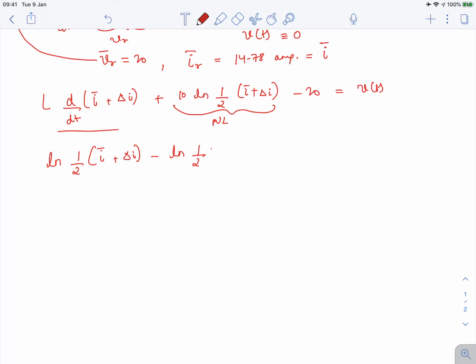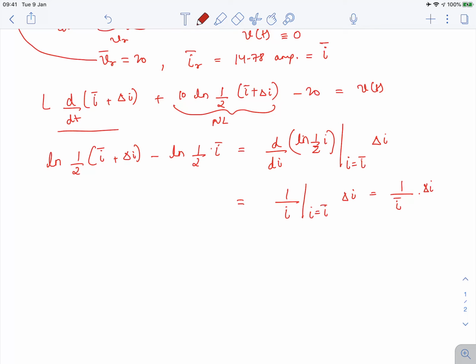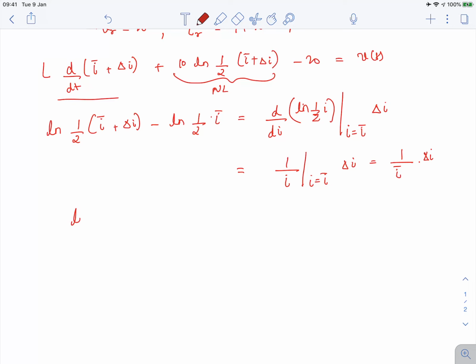Minus ln half of I bar is equal to the derivative of that function, which is ln half of I at I equal to I bar, times delta I. This becomes 1 upon I at I equal to I bar times delta I, which is nothing but 1 upon I bar times delta I. So the expression I would have is ln of half of I bar plus delta I is equal to ln of I bar by 2 plus 1 by I bar of delta I.